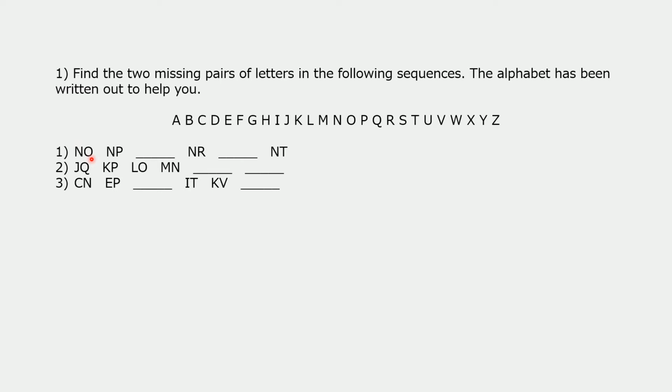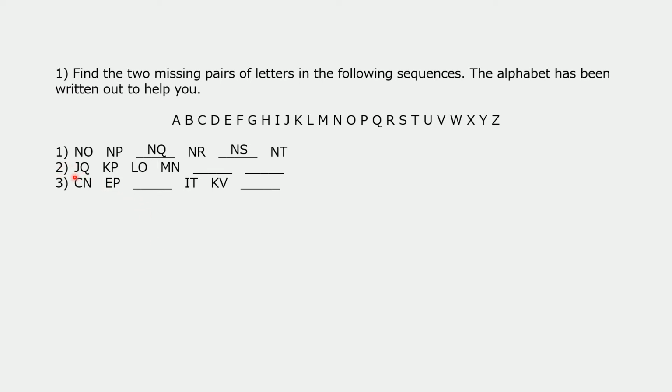Then we need to find out what the similarity between the second letters is, because we've already finished with the first letters. What's the similarity between O, P, space, R, space, T? All of them go in the order of the alphabet. So we know that all of them will start with N, and then they'll go in the order of the alphabet. Can you figure out what the answer is? Yep, it's NQ and NS.